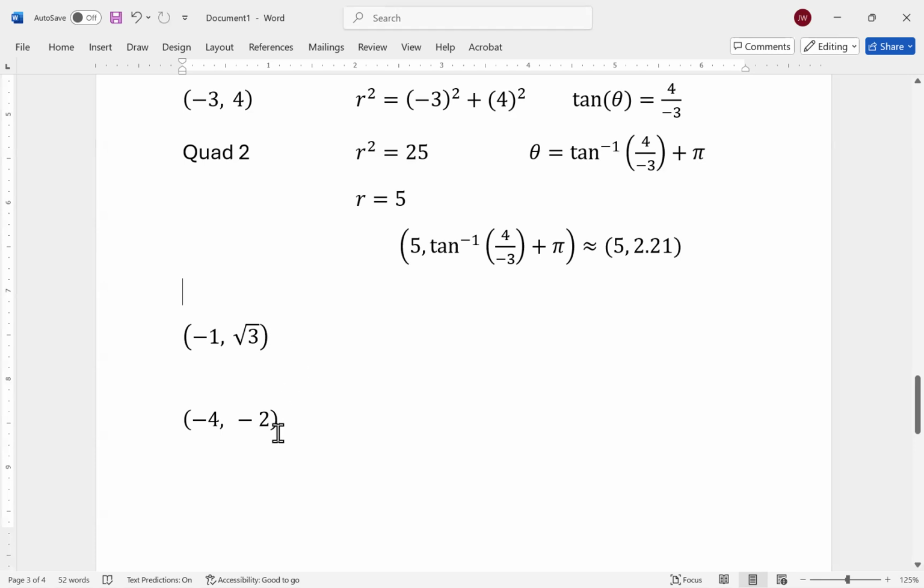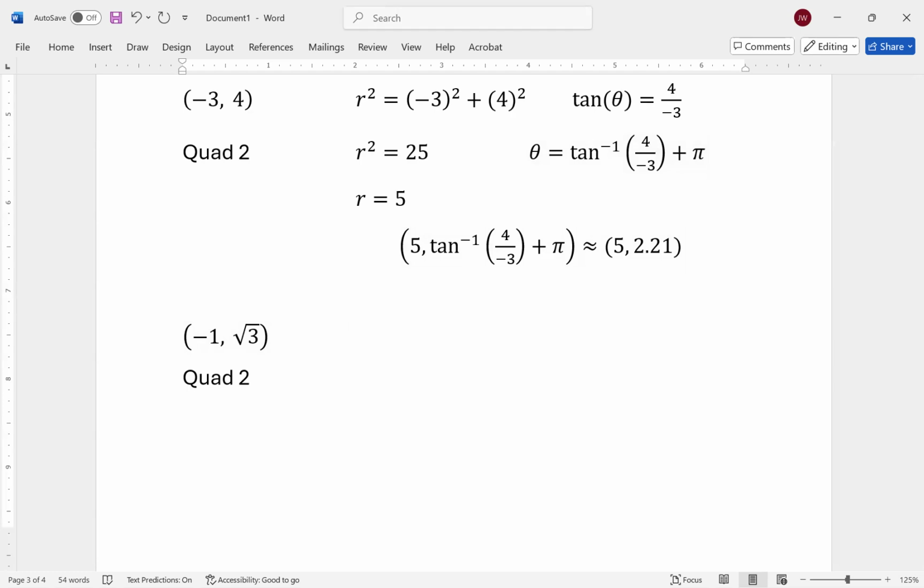If you want to try these next 2 points on your own, push pause on the video. In a couple of seconds, I will show you how these are done. Okay, so we're going to do them the exact same way we did these. First, I want to notice that -1 comma √3 is in quadrant 2. Inverse tangent gives me angles that are either in quadrant 1 or in quadrant 4.